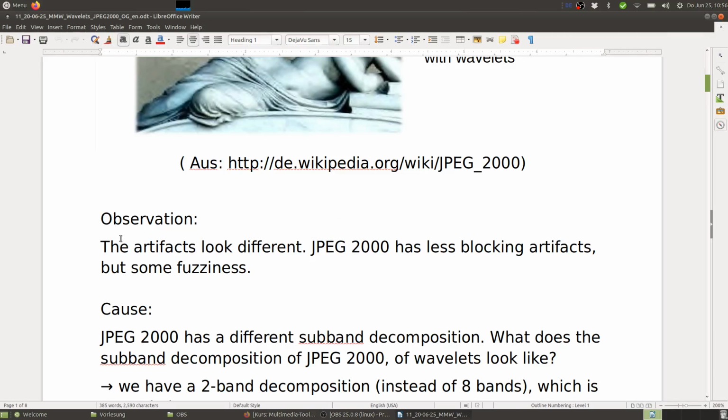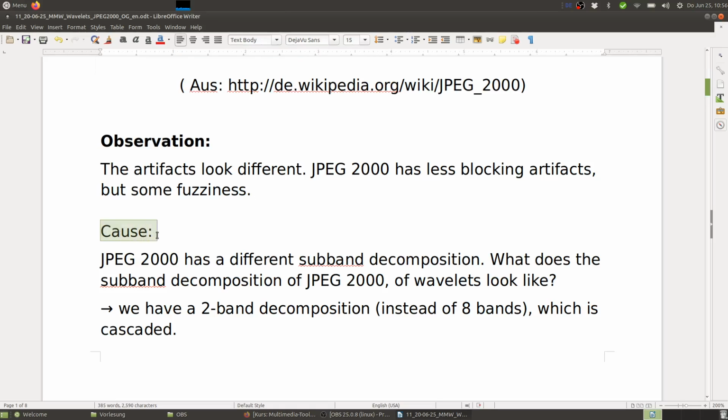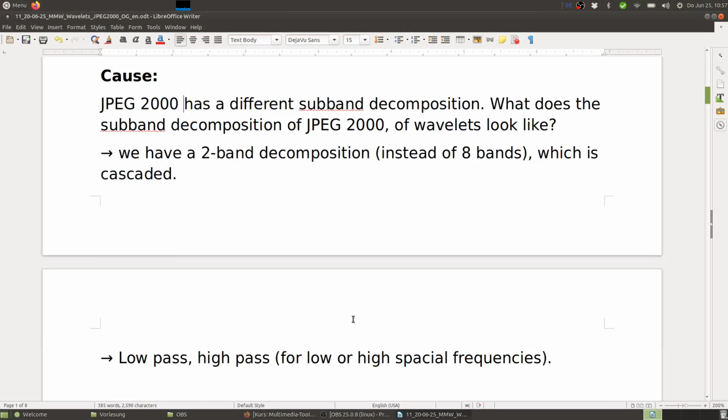Yeah, so observation, the artifacts look different. JPEG 2000 has less blocking artifacts, but some fuzziness. So the cause here would be that JPEG 2000 has a different subband decomposition. So what does the subband decomposition of JPEG 2000, of these wavelets, look like? So in principle we have a 2-band decomposition instead of 8 subbands, which is cascaded.